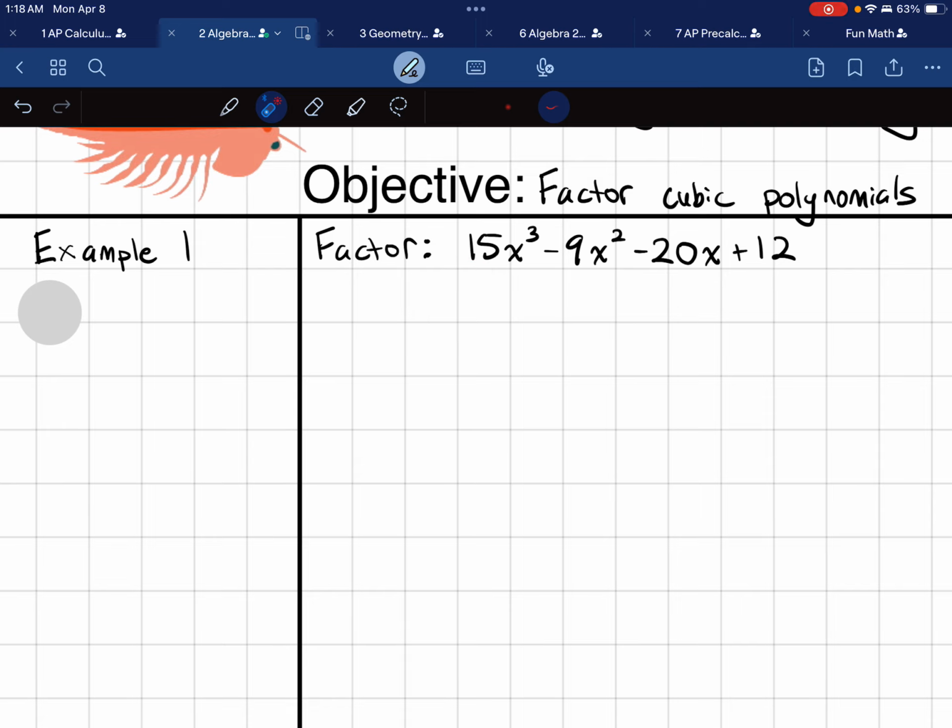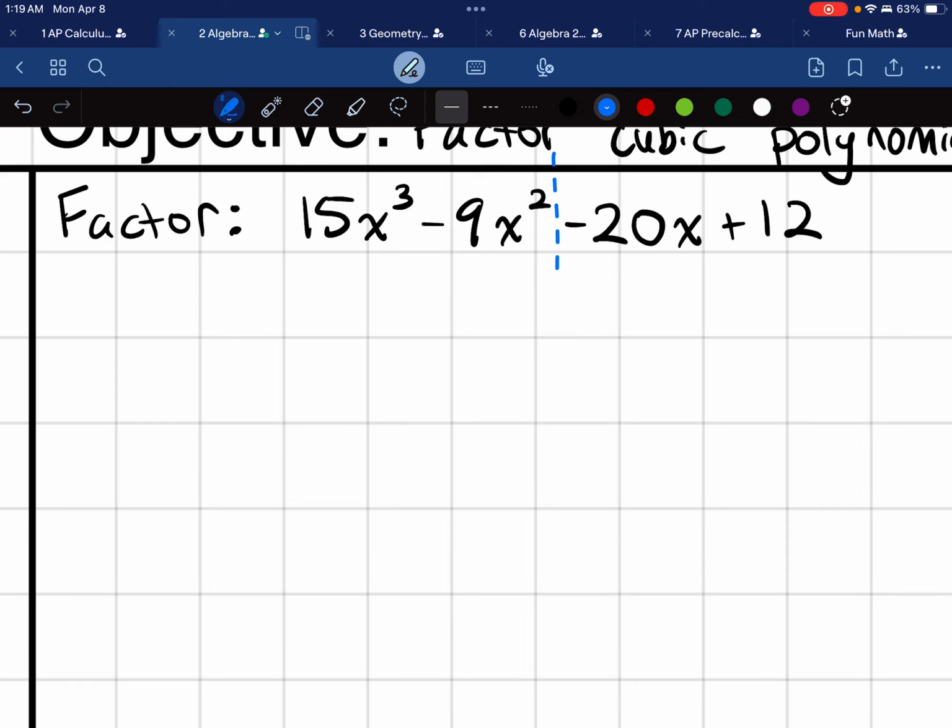So I said that we're going to be dividing this problem into 2 pieces. Let me go ahead and do that. So done. Okay, so I have a piece on the left and I have a piece on the right. I'm going to ignore the right for a second and just focus on the piece on the left. I want to see what is the greatest common factor of 15x cubed and negative 9x squared.